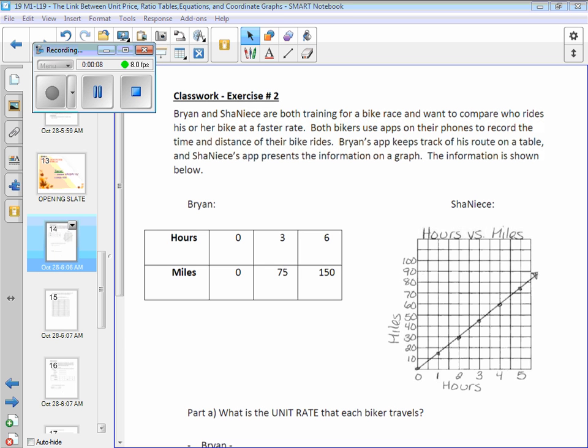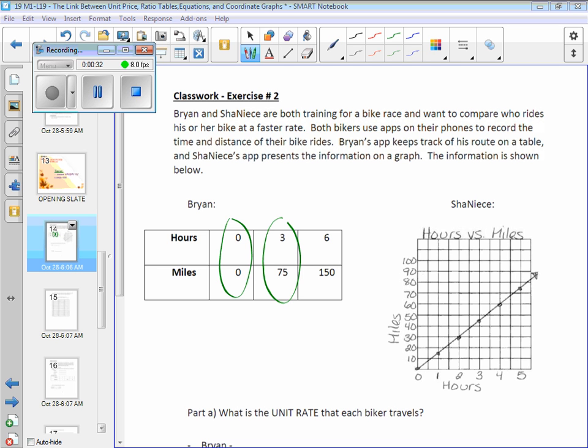Okay, so you have two different representations showing hours over miles. You have a ratio table and a coordinate plane. Your goal is to figure out, in this case, how many miles per hour each of these two vehicles go. So we look at Brian. We'll do Brian first. This tells us nothing, obviously, but this is where we'll start.